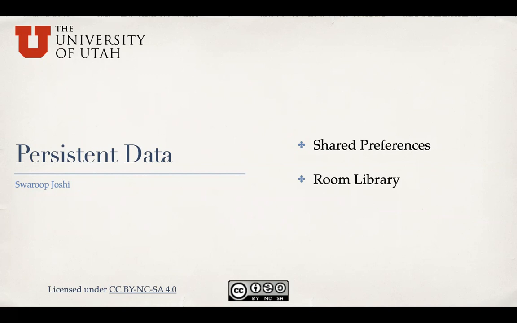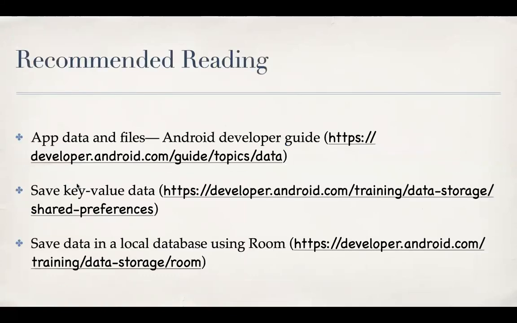Okay, so first we'll look at shared preferences today, with a motivating example. Here are the recommended readings as usual from the Android Developer Guide. The app data and files page talks about all these different ways of handling data. The second bullet point link here is about shared preferences. And next, which we'll discuss later, is a local database using Room.